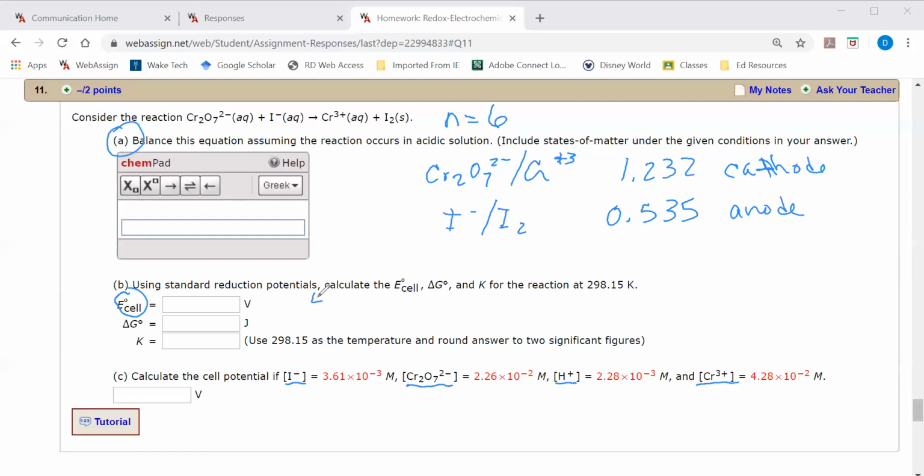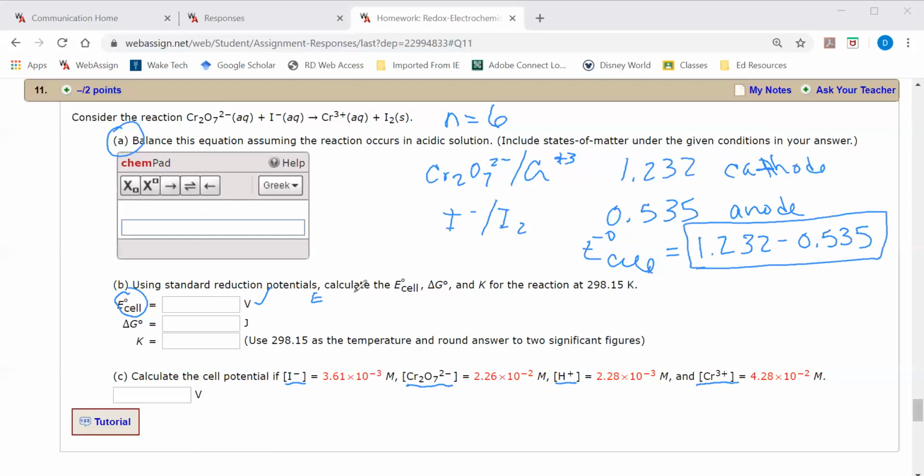So for the standard cell potential, I'll put that up here, you're going to have cathode minus anode: 1.232 minus 0.535, and I trust that you can perform that calculation. Previously, if you use different values, it may have been close enough to give you a correct value for the cell potential, but the slight difference could greatly alter your calculations for the delta G and the equilibrium constant.